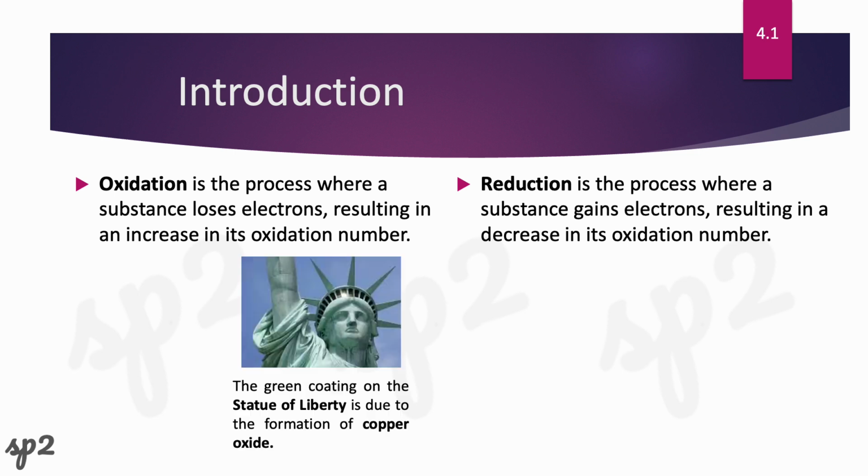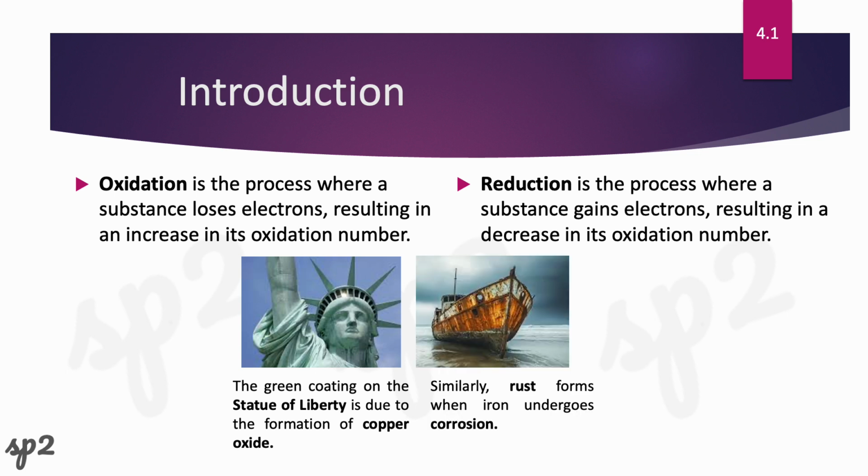Now, these things are very common, and they are happening around us a lot. A very good example is the Statue of Liberty. As you can see, the green coating here is due to the formation of copper oxide, so the copper here is oxidizing. The other example is rust, which we get when iron undergoes corrosion. So oxidation of iron is pretty much known as rusting.